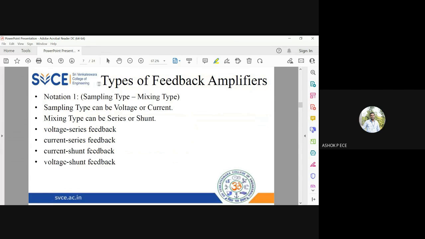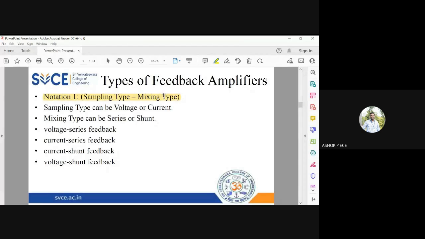First, we will see what is notation 1. In notation 1, we call the amplifier in this format: sampling type followed by mixing type. Sampling type network is the output side, mixing type network is at the input side. So it is just like output input format we'll be following.